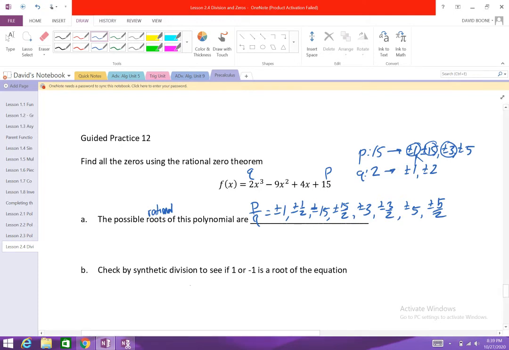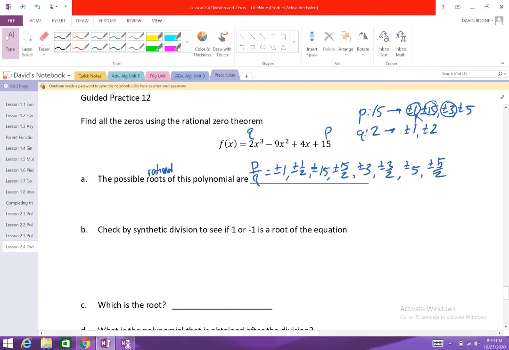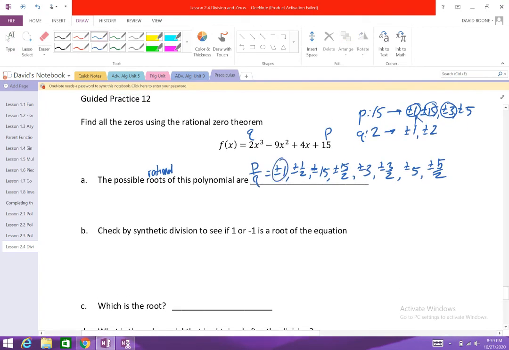This problem then just asks us to check by synthetic division to see if 1 or negative 1 are roots. Okay, well, let's take them one at a time. We'll take the 1 and do this by synthetic division. So looking at all the coefficients, we'll do 2, negative 9, 4, and 15. Bring down the first one, multiply and add, multiply and add, multiply, and, whoops, I made a mistake here.